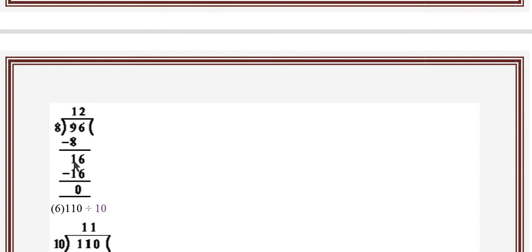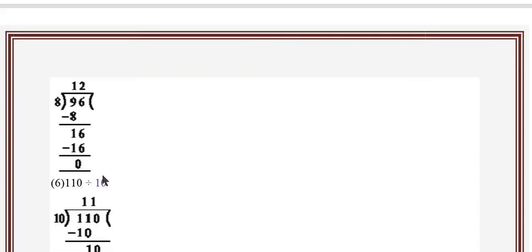And in the 8 table, 1 is not there. So again we write the second digit 6 here. So 1 and 6 become 16. Now again we speak the table of 8. 8 ones are 8 and 8 twos are 16. Now 16 minus 16, then we get 0. So 96 divided by 8, we get the answer 12.